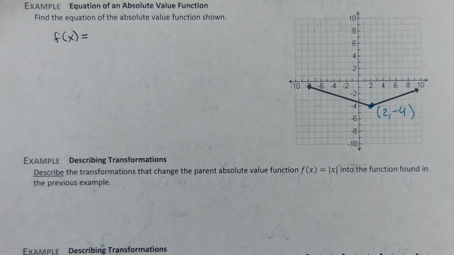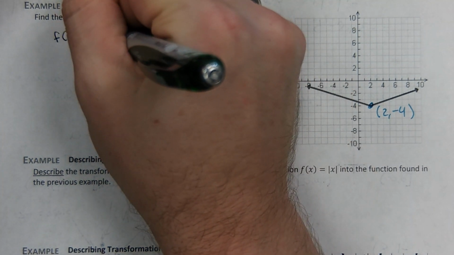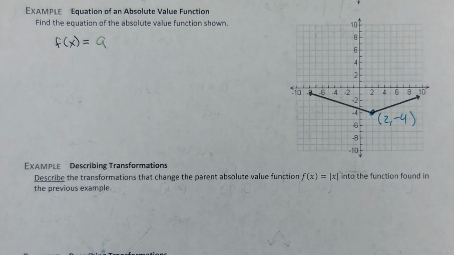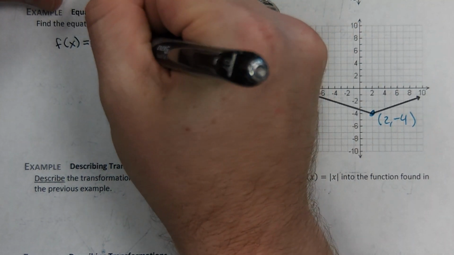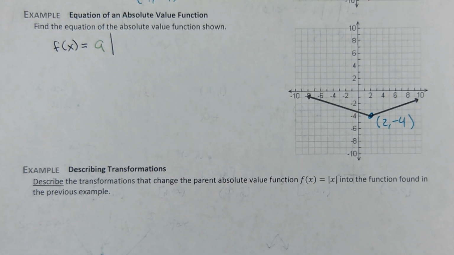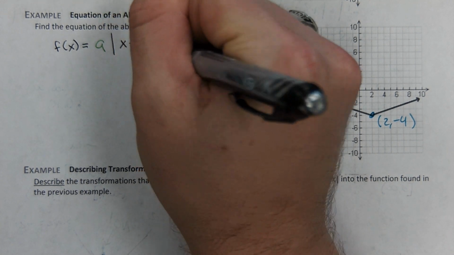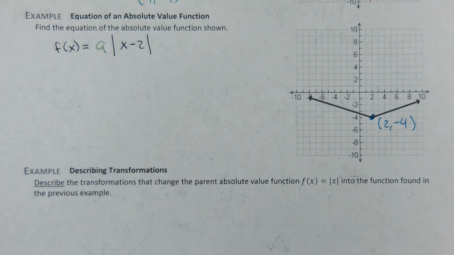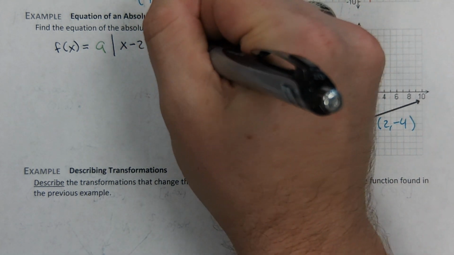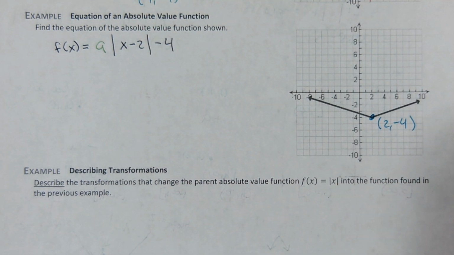Oh, here's what I know so far. I know I have a positive a value on the front. I don't know what it is yet. But in my absolute value bars, shift right 2. Remember, horizontal inside opposite. Vertical outside same, down 4. We know that so far. No tricks, methods. How could I solve for A that doesn't involve some trickery of slope?